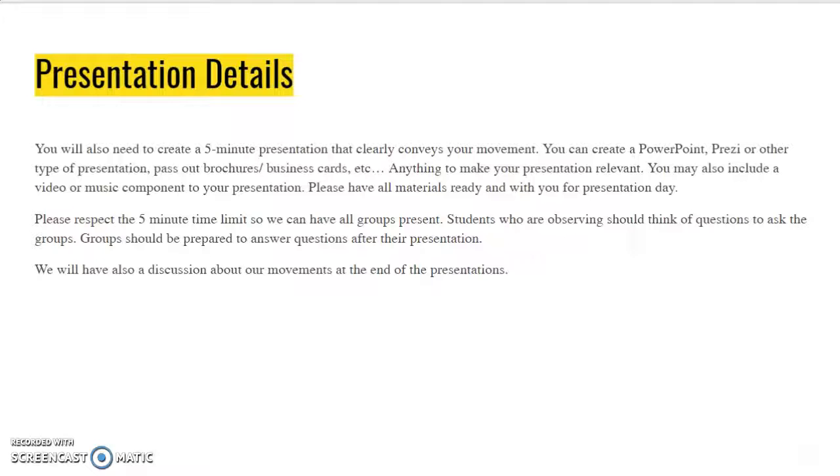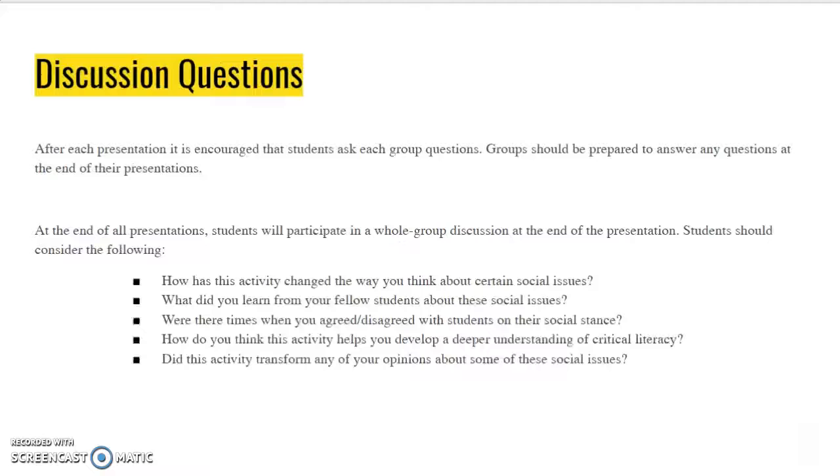And with all of this, they will create a 5-minute presentation that talks about their movement. They could create a PowerPoint, a Prezi, or a video, brochures, business cards, that kind of sells their movement to other students. And this is a time where students have the opportunity to discuss after the end of each presentation what were some of their reactions. And this is when a good debate starts to happen typically.